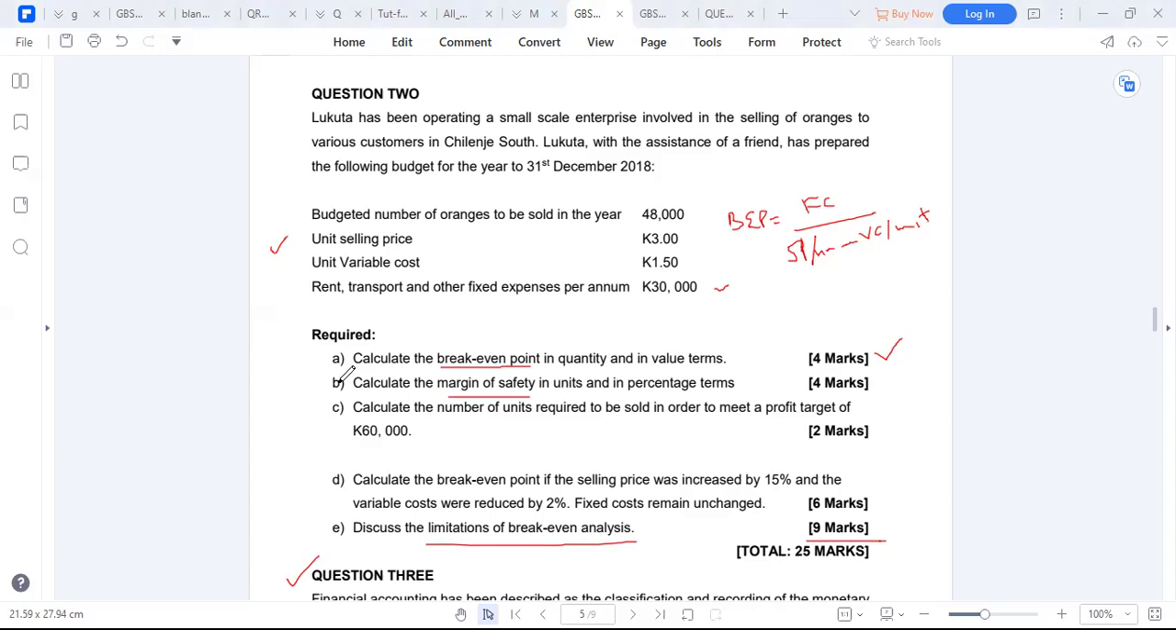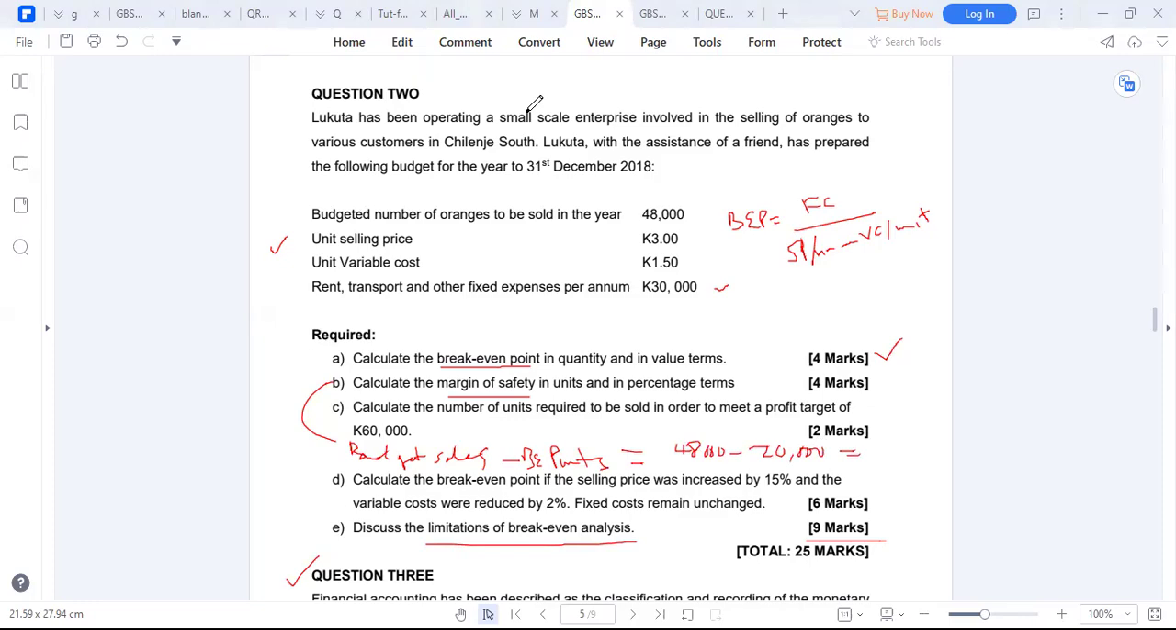So this will be 48,000 budgeted sales minus what? Minus break-even point in units. Okay, so what is our budgeted sales? 48,000 minus break-even point in units. 48,000 minus what we calculated as 20,000. 20,000, correct.